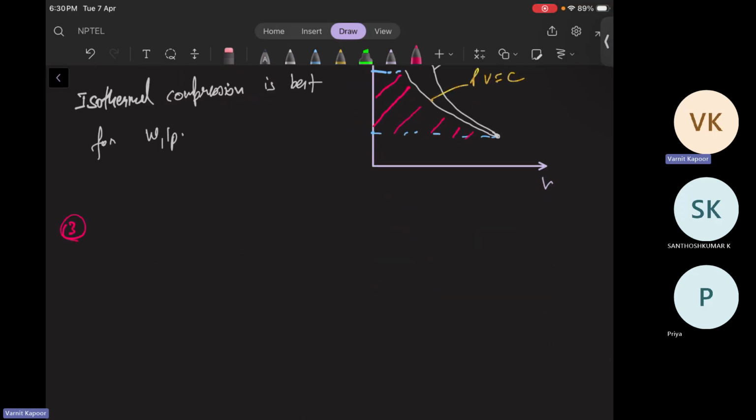Next point, third point of the note. With the use of multi-staging, we can reduce the leakage across the piston, and it also helps in saving the construction cost of the material.